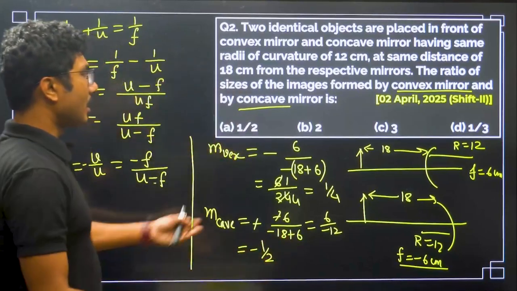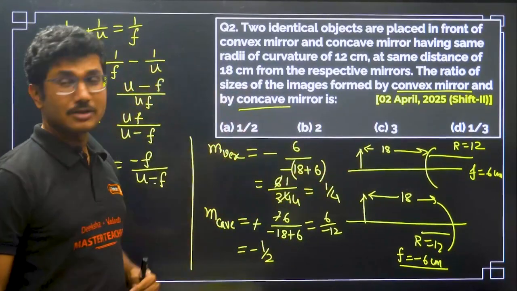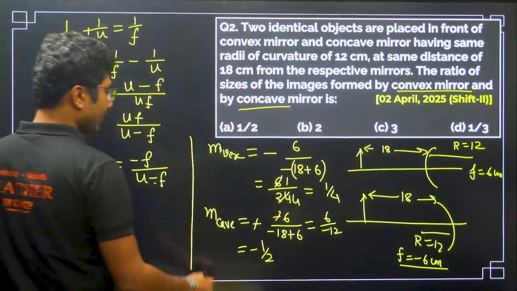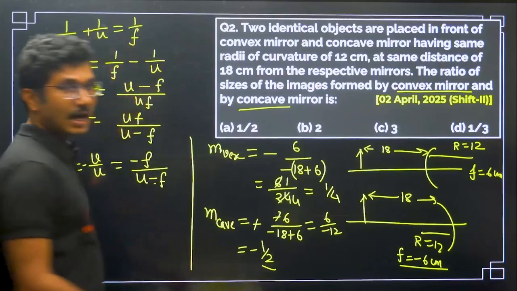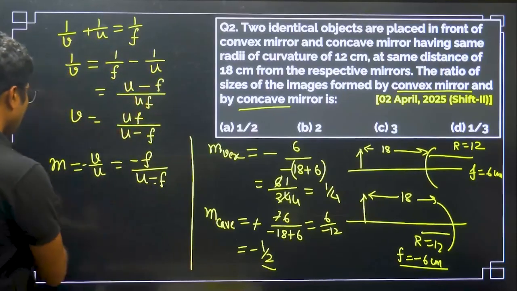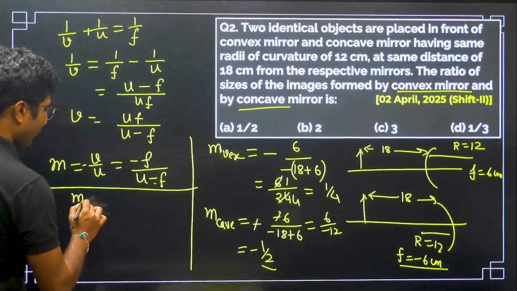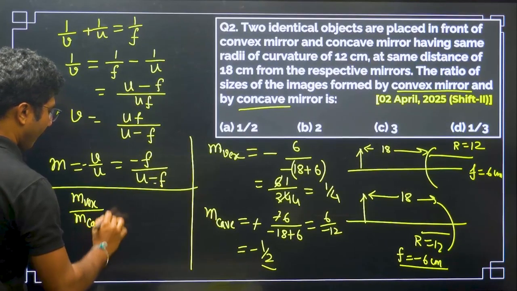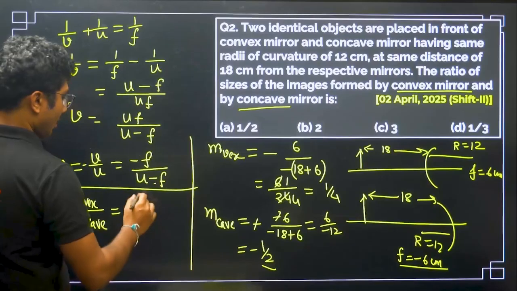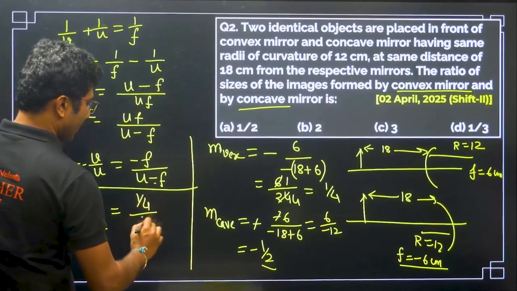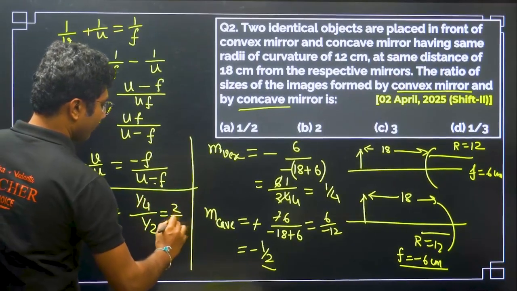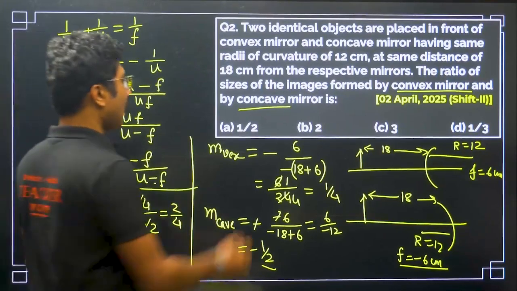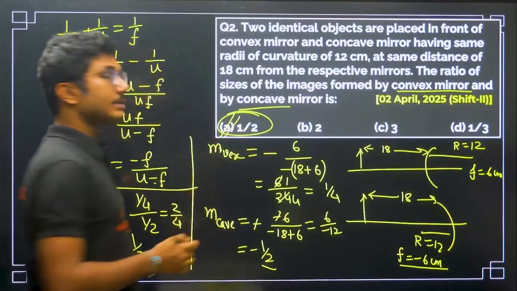Now in this question, the ratio of the size of the images, if you see, the options have no sign, so we will take the magnitude of this. Magnitude means only half, not the negative sign. So what is m_vex by m_cave? It will be 1 by 4 divided by 1 by 2, that is 2 by 4, that is half. So the ratio of the size of the images is half. So option A is the correct answer for this question.